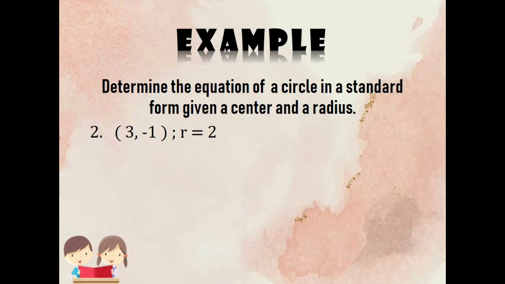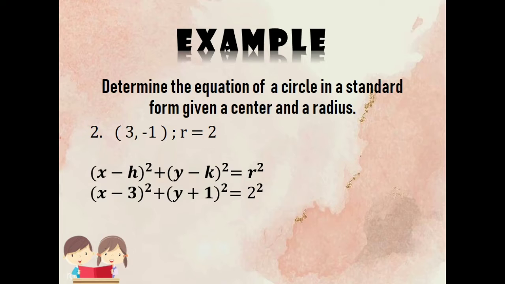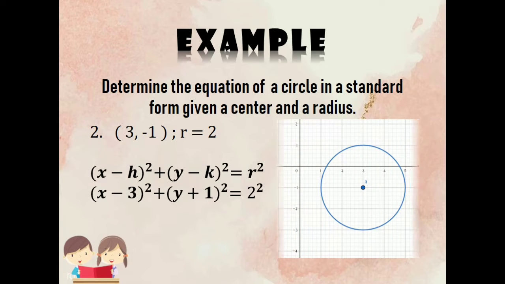Example number 2: center (3, -1) and radius equals 2. Again, substitute the values of h, k, and r to find the equation in standard form. Since (h, k) equals (3, -1) and the radius equals 2, we have the quantity x minus 3 raised to the power of 2 plus the quantity y plus 1 raised to the power of 2 equals 2 squared. And if we graph this equation, the graph will look like this.